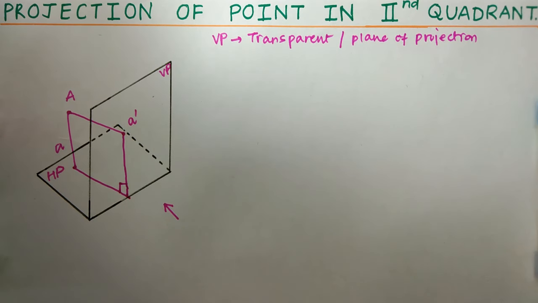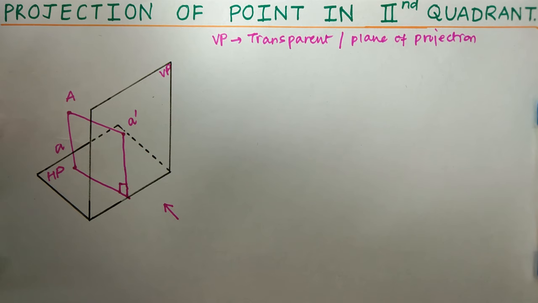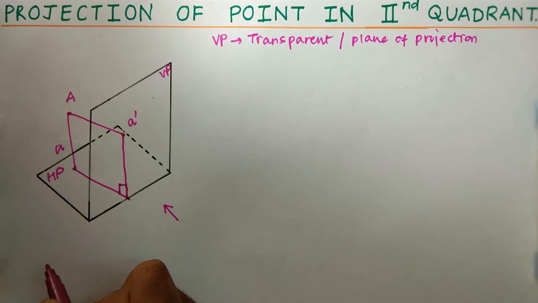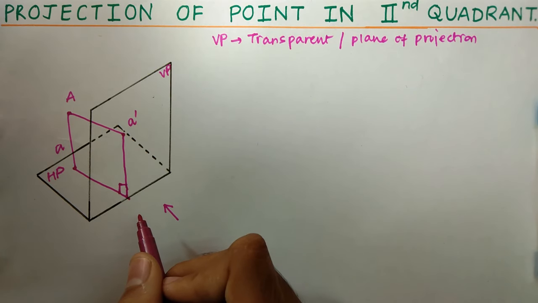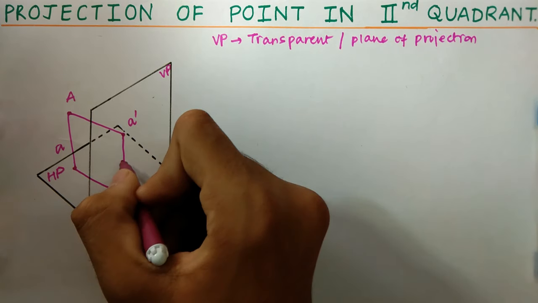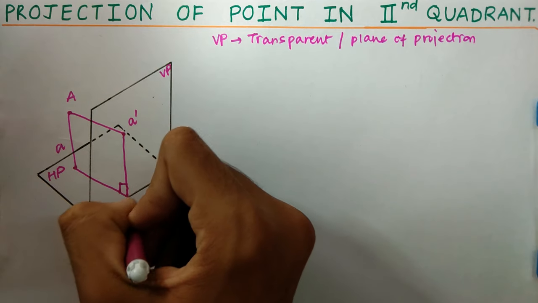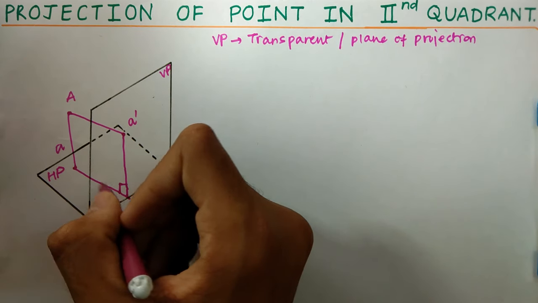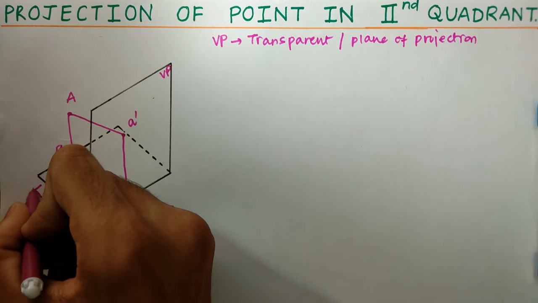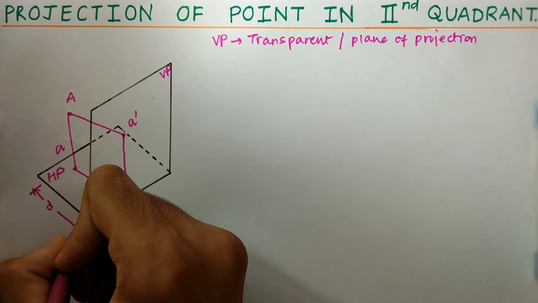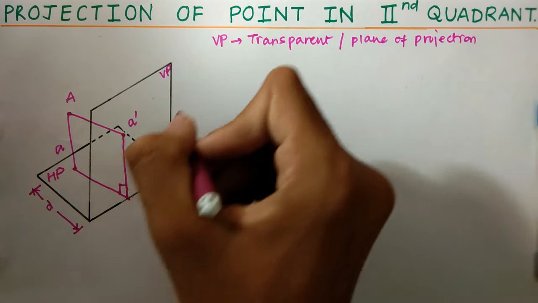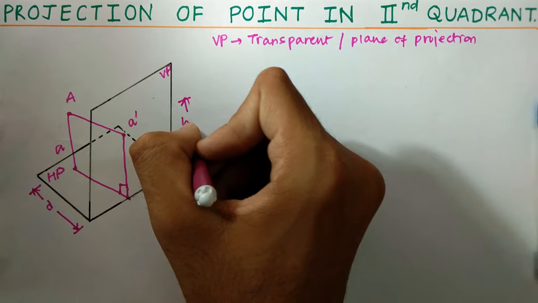This is a right angle. Now, we know that any distance from the horizontal plane is referred to as h, means this distance is referred to as h, and any distance from the vertical plane means this distance is referred to as d. So let us note it down. This distance is referred to as d and this distance is referred to as h.